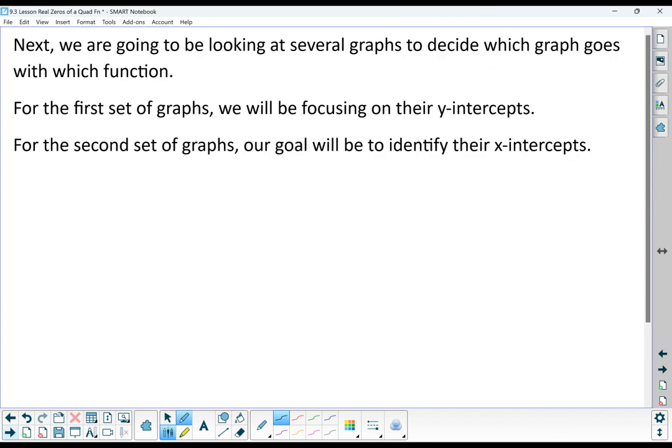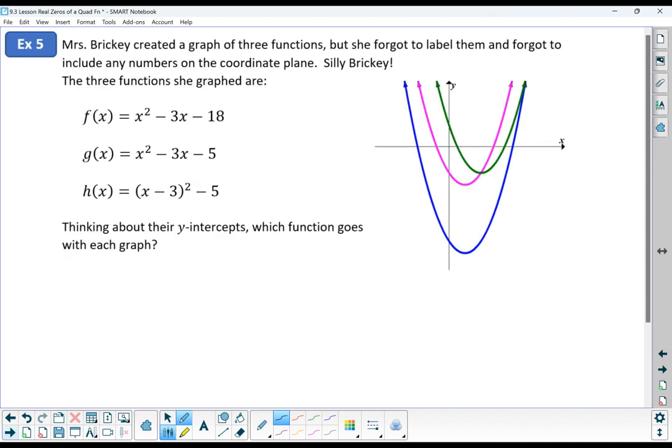Okay. Last thing, we're going to just look at several graphs, several functions, and decide which graph goes with which function. The first set of graphs, we're going to focus on the y-intercept, and then the second set of graphs, we're going to focus on the x-intercept. So I created a graph of 3 functions, but I forgot to label them, and I forgot to include any numbers on the coordinate planes. Silly me.